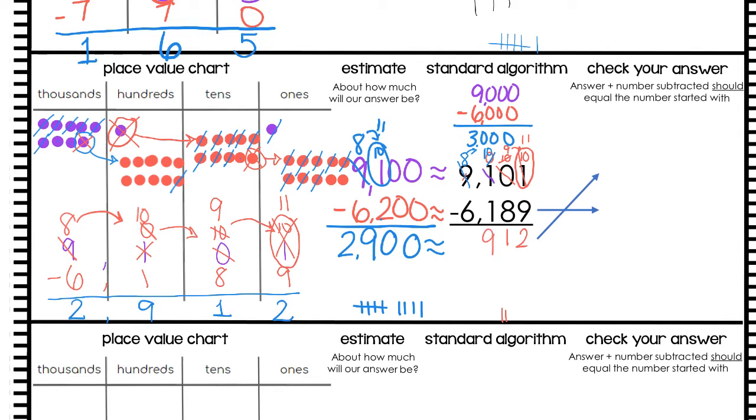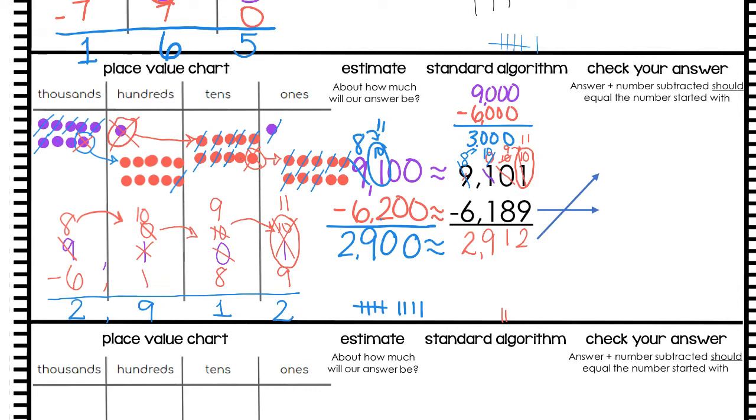Then we go over to our thousands place. 8 thousands minus 6 thousands is 2 thousands. So we can see here that 2,912 is really close to 2,900, only 12 away. If we round it to the nearest thousand, it's not going to be as close.